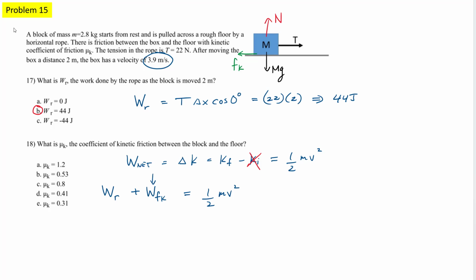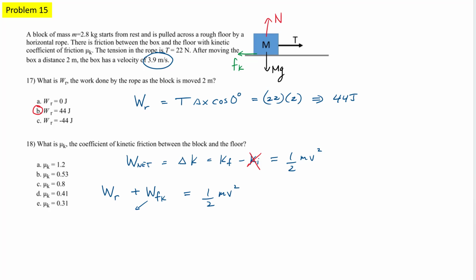Now the way we're going to get the coefficient of kinetic friction is, well, the work done by friction will depend on the force of friction. So that's how we're going to introduce that term. The work done by the rope, we already know that value, so you can bring that to the other side. And let's write down our expression now for the work done by this force of kinetic friction.